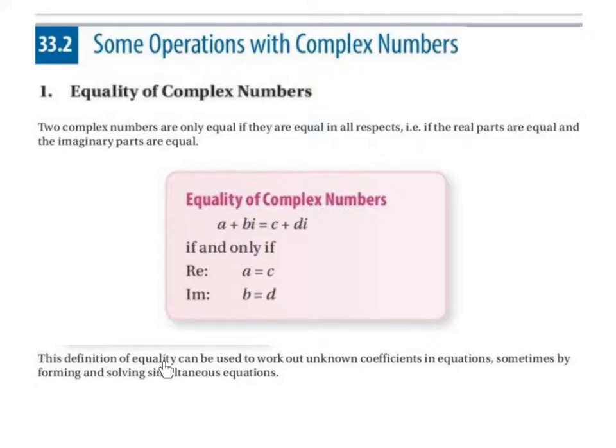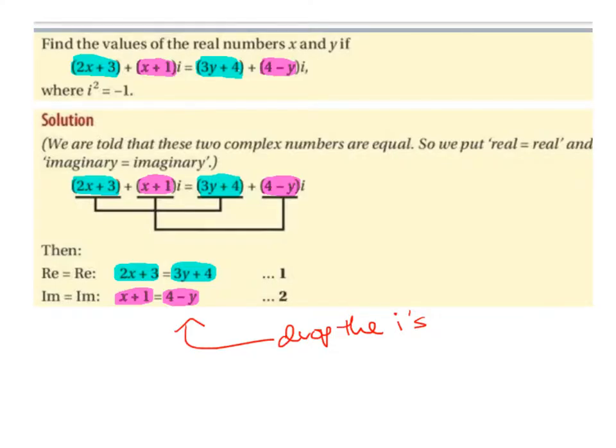This definition of equality can be used to work out unknown coefficients in equations, sometimes by forming and solving simultaneous equations. Find the values of the real numbers x and y if (2x plus 3) plus (x plus 1)i is equal to (3y plus 4) plus (4 minus y)i, where i squared is equal to minus 1.